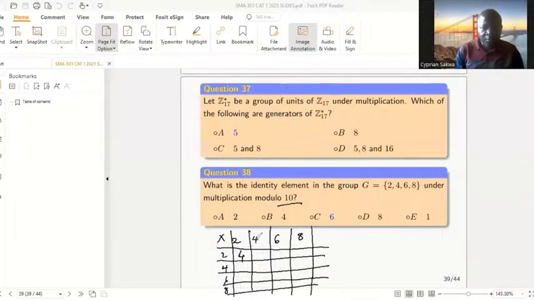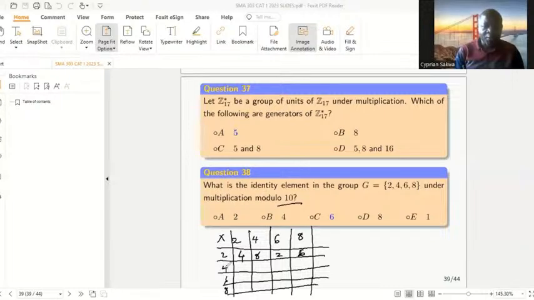2 times 4 is 8. 2 times 6 is 12, which is 2. We are doing it mod 10. And 2 times 8 is 16, which is 6 mod 10. So it's not an identity element, because when I multiply it by 2, it changes it to 8. It doesn't remain. When I multiply by 4, I get 8. I don't get 4. So it's not an identity element.